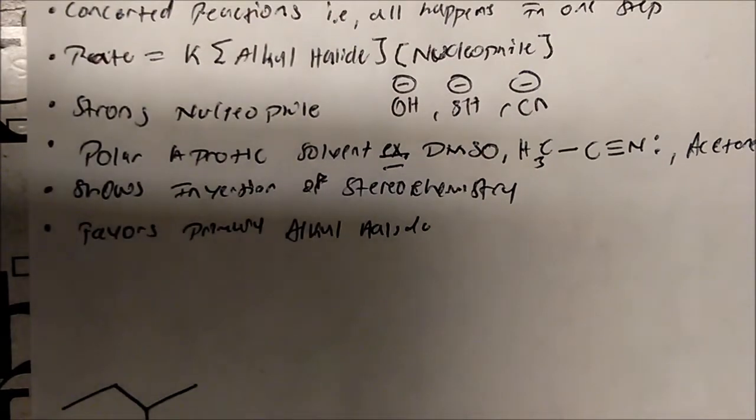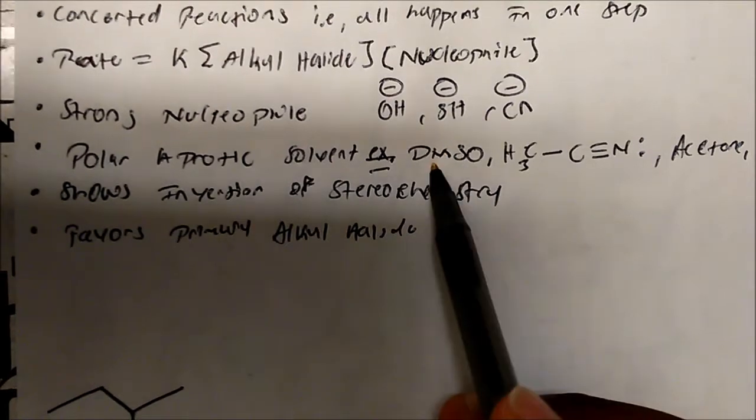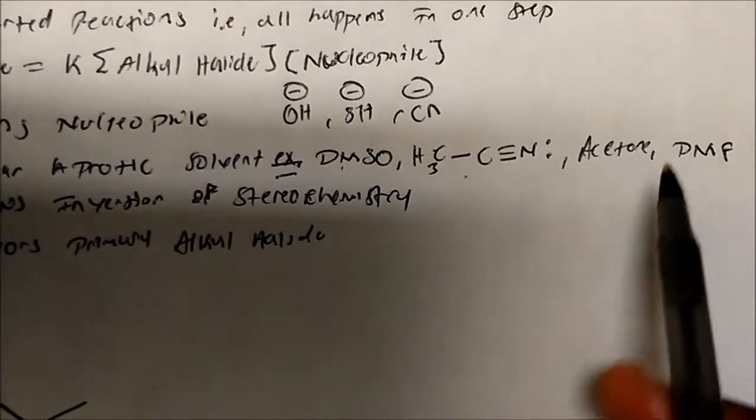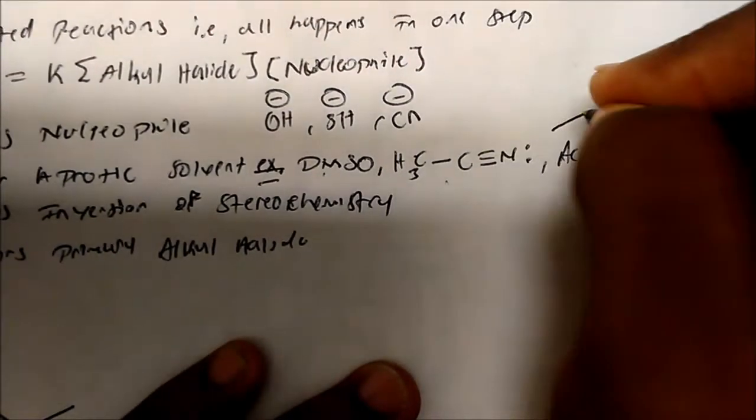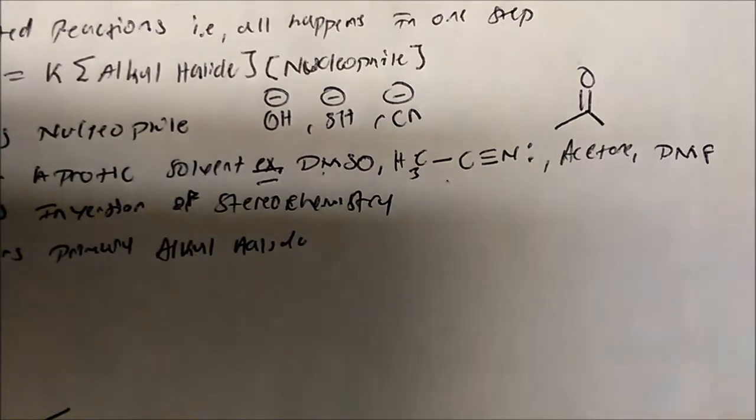Now they also favor polar aprotic solvents, which means that the solvent doesn't have any hydrogen bonding at all. So some perfect solvents are DMSO, right? Acetonitrile, acetone, DMF, and we all know acetone looks something like this. Notice there's no hydrogen bonding, so that's what we mean by polar aprotic solvent.